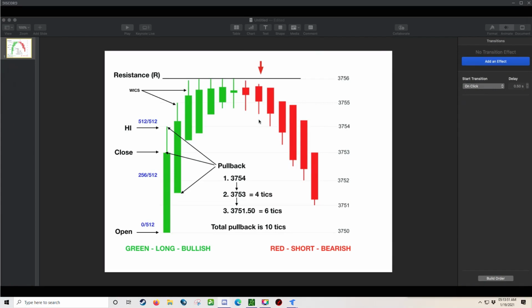Okay, so you can see the candles. Okay, somebody's coughing. Can you mute your mic?